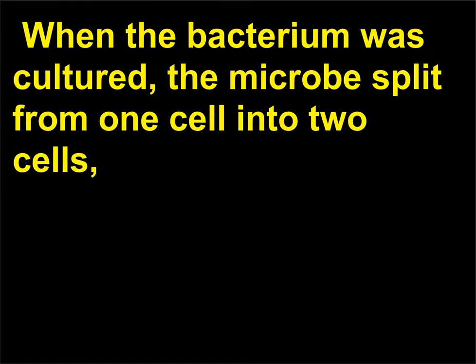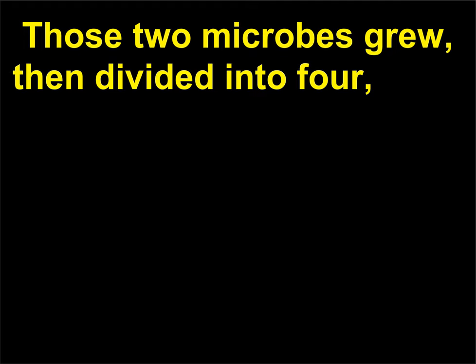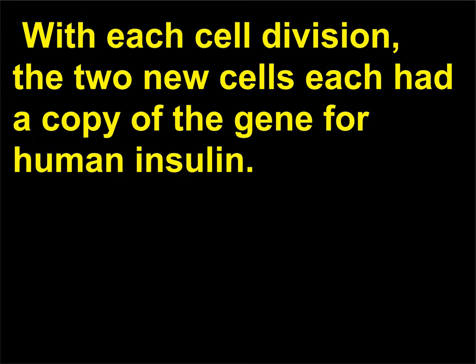When the bacterium was cultured, the microbe split from one cell into two cells. And both cells got a copy of the insulin gene. Those two microbes grew, then divided into four. Those four into eight, the eight into 16, and so forth. With each cell division, the two new cells each had a copy of the gene for human insulin.